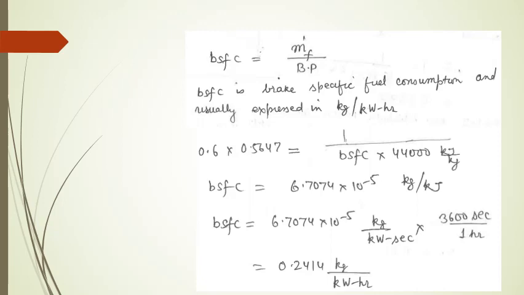Now the BSFC has to be expressed actually in terms of kg per kilowatt hour. So what we have done, we have multiplied it with 3600 seconds per hour, because you know that kilojoule can be written as kilowatt second. Okay, so the answer comes out to be in kg per kilowatt hour. So that is how we have converted the unit of kg per kilojoule into kg per kilowatt hour, because kilojoule can be written as the product of kilowatt second.